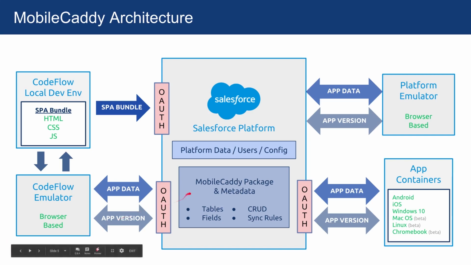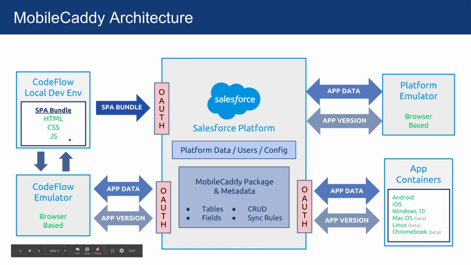Installed on the platform is the MobileCaddy package, and this is where we set up our metadata for applications. So we're defining a mobile application here by specifying the objects to mobilize into our mobilized tables, along with the fields that we're going to be using and CRUD settings for these. We'll also be defining things such as sync rules and conflict rules. For development, let's go up to the top left, and this is my CodeFlow local development environment.